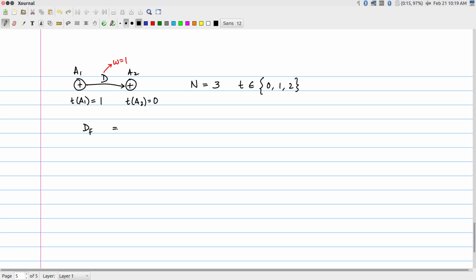Df equals T of A2 minus T of A1 plus PA plus W times n. This is equal to 0 minus 1 plus 1. Normally this would not have been acceptable, plus 1 into 3. The fact that there was that sample delay, one iteration delay, basically means that now the df has become positive, right? So it's 0 minus 2 plus 3 equal to plus 1.